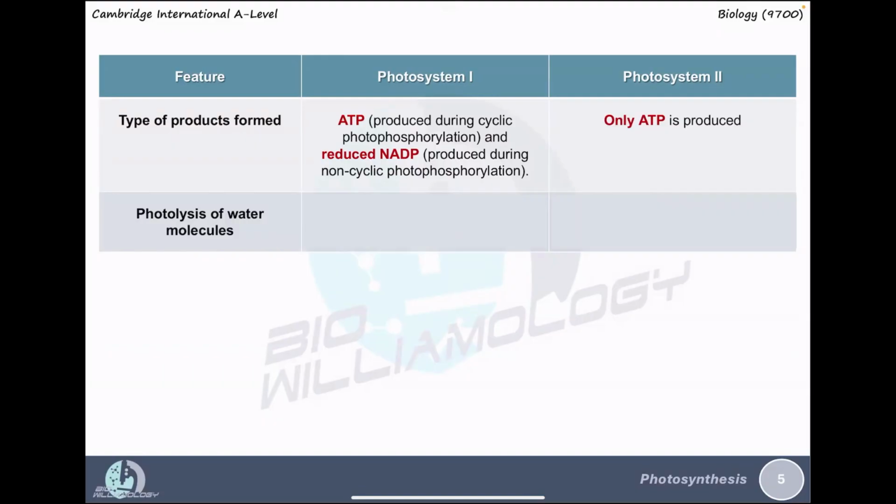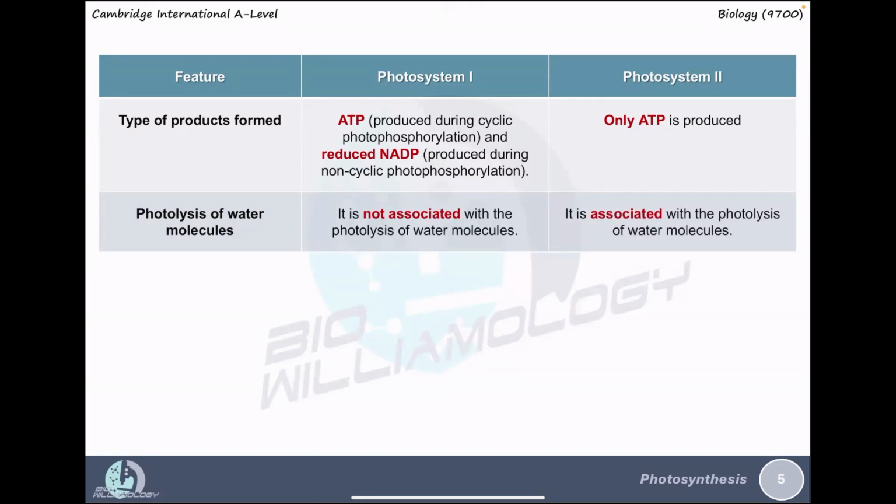Photolysis of water molecules occurs in photosystem 2, but not photosystem 1. At this moment, again, we haven't done the photosynthesis reactions yet. Once you have done that part, come back to this lesson, and you will understand better.